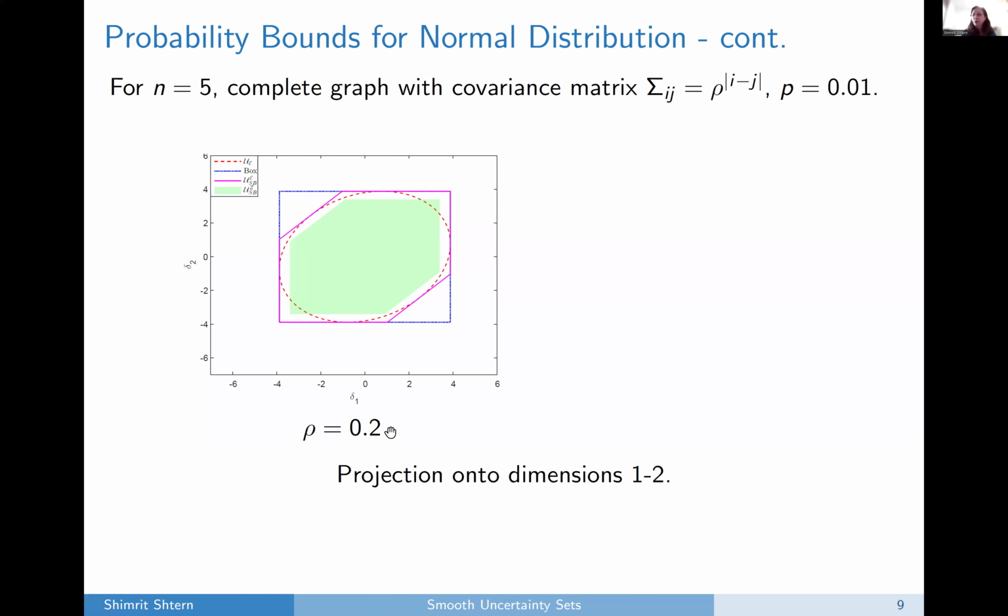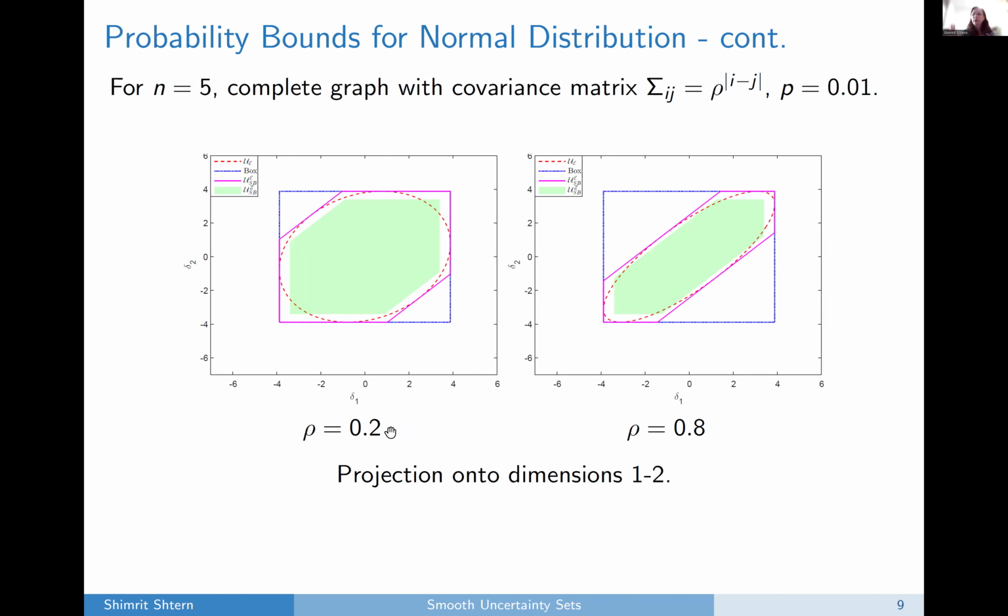And what happens when rho is increased? When rho is increased, we see everything kind of shrinks. And specifically, this uncertainty set shrinks. But in both cases, the green uncertainty set, which is derived from the Z, is better than the pink that is derived from the chi-square. So this is also true for the general probability guarantees that we get: as rho increases, as the correlation between uncertainty increases, then we'll get smaller and smaller uncertainties.